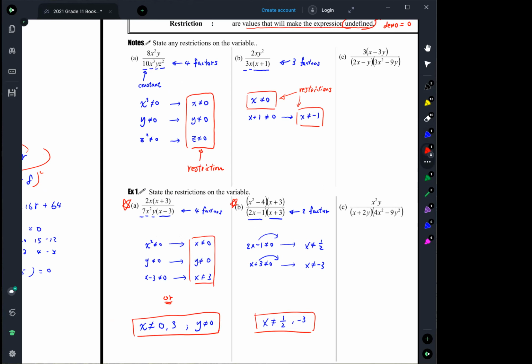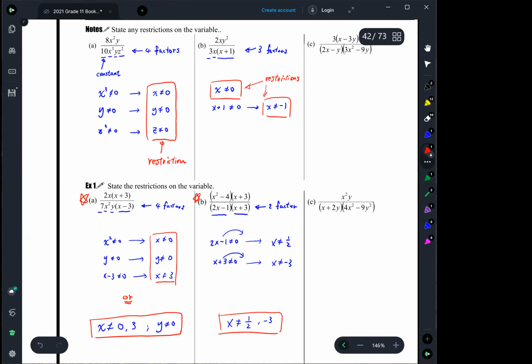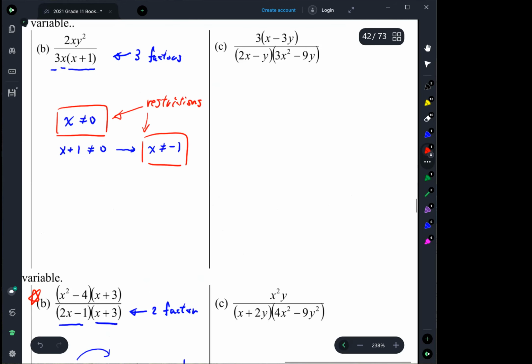All right, so let's look at question C. We skipped question C, right? Because the denominator has not just the x. It has x and y inside, okay? So how do we deal with that? I think the maximum you get is 2 letters, either x and y, or sometimes a and b, okay?